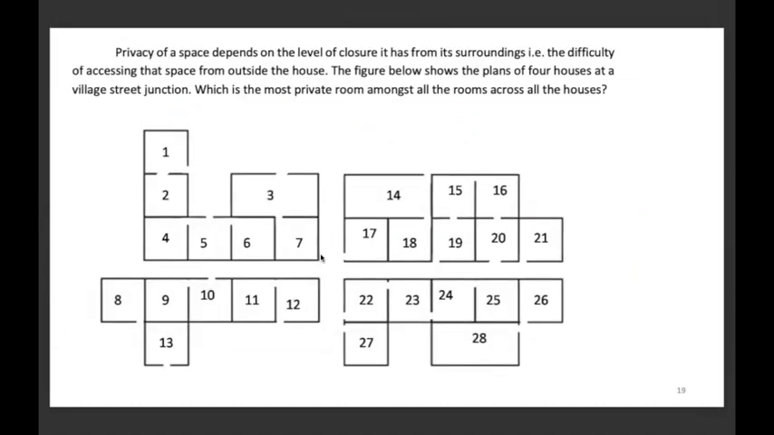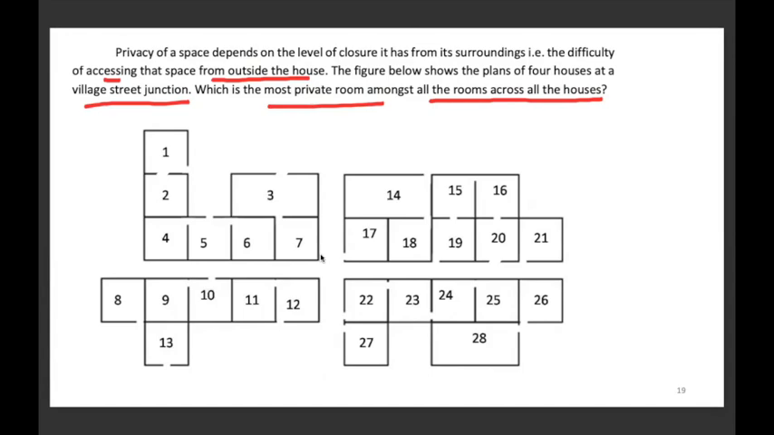Privacy of a space depends on the level of closure it has from the surroundings. That is the difficulty of accessing the space from outside the house. The figure below shows the plan of 4 houses at Village Street Junction. Which is the most private room amongst all the rooms across all the houses? Okay, which is the most private room.